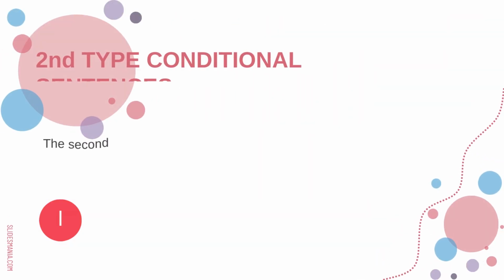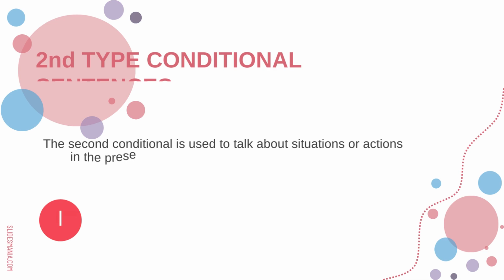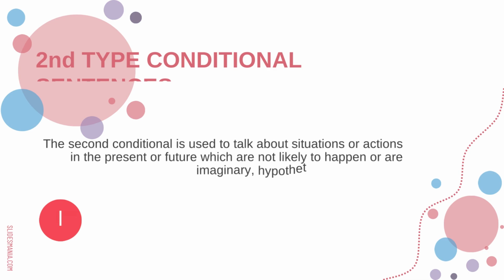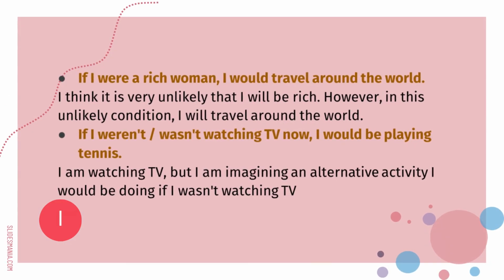The second conditional is used to talk about situations or actions in the present or future which are not likely to happen or are imaginary, hypothetical, or impossible. If I were a rich woman, I would travel around the world. I think it is very unlikely that I'll be rich. However, in this unlikely condition, I would travel around the world.